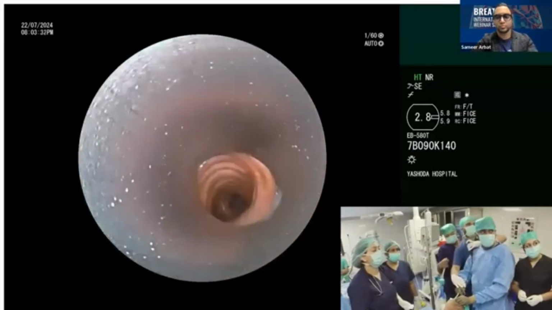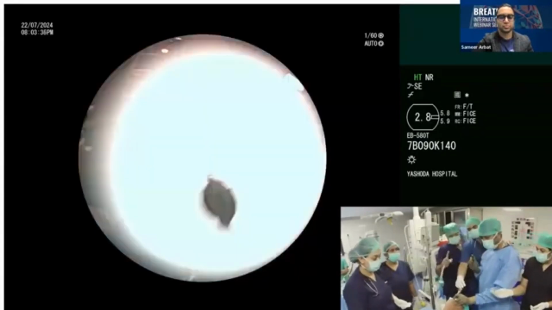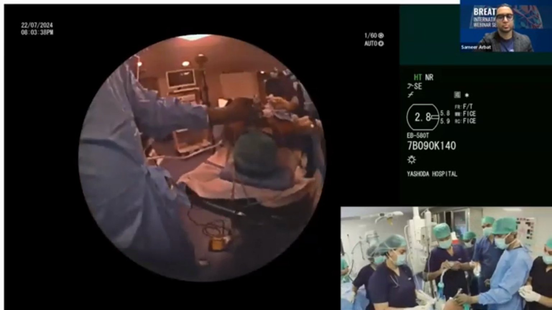And once I enter the trachea, what I will be doing now is packing up the oral cavity so that I don't want any leakage of the circuit.